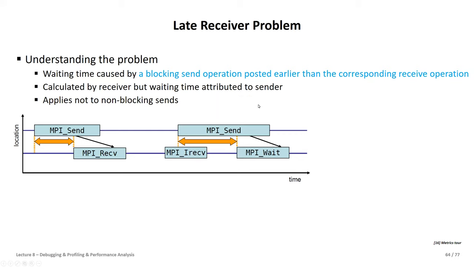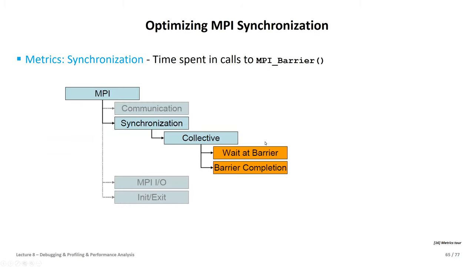So the late receiver problem, again, I go a bit quicker through this. I guess by now you get the story. It's mostly about the waiting times, right? This kind of thing could be prevented if you have a bit more balance in the load, also for us in the programming.